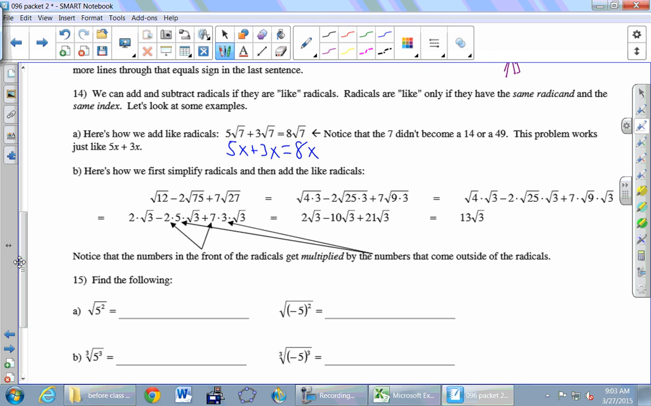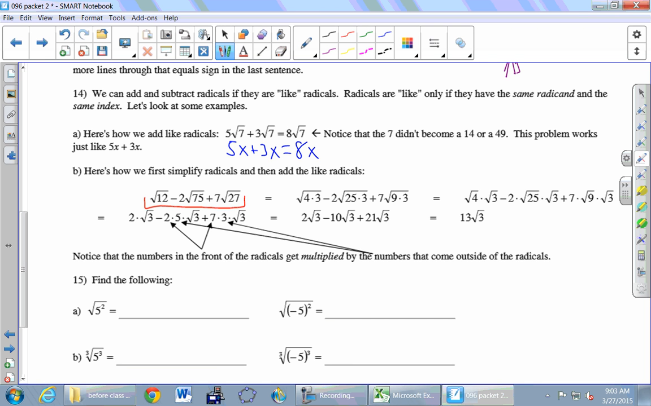Okay, part B is a little bit more involved. What are we gonna do? We'll just read along. So here's the original problem. Square root of 12 minus 2 square root of 75 plus 7 square root of 27. Can we smush those radicals together in their current form? And the answer is no.